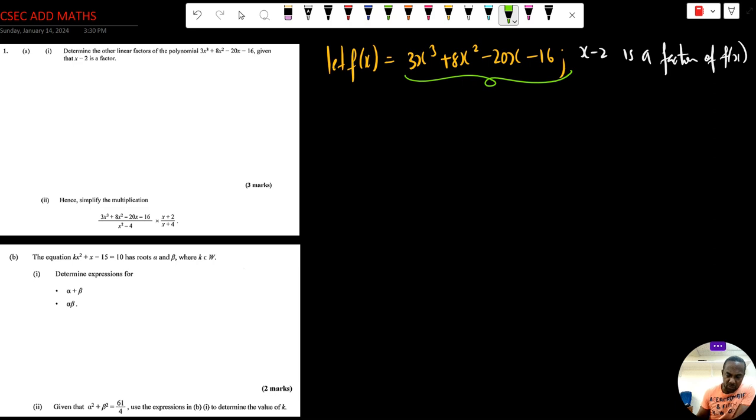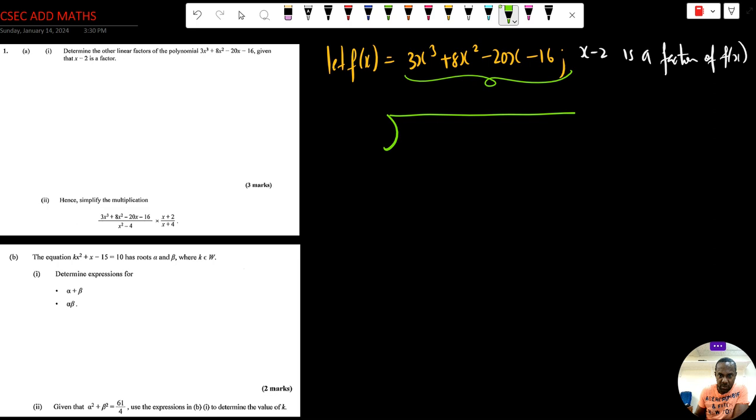Now, we can use a method of long division. If you were to divide a cubic polynomial by a linear, then of course it gives us a quadratic. And so we can actually find the quadratic factor by the method of long division. And when we get the quadratic factor, we can then try to factorize it. All right, so let's proceed to doing that.